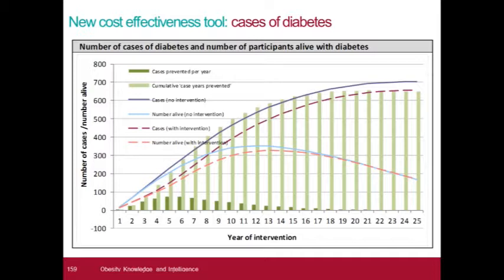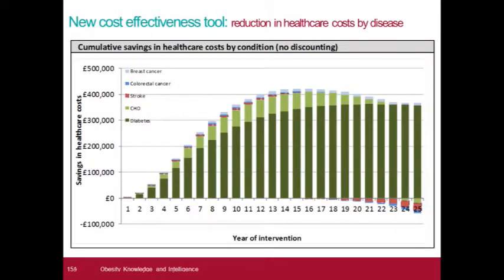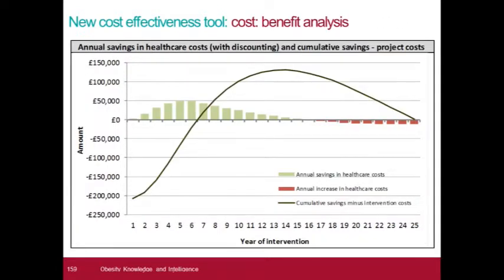And these charts are provided for the 5 diseases within the model, which are diabetes, heart disease, stroke, colorectal cancer, and breast cancer. And then the tool provides savings by disease group, healthcare savings at the moment, and also a chart which shows the cost-benefit calculation.